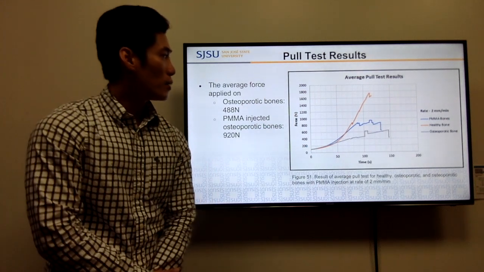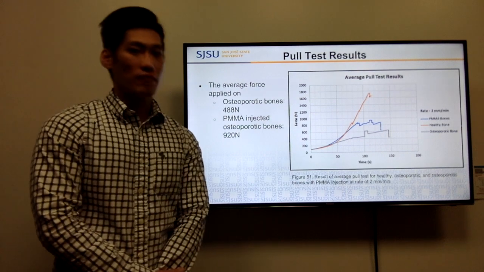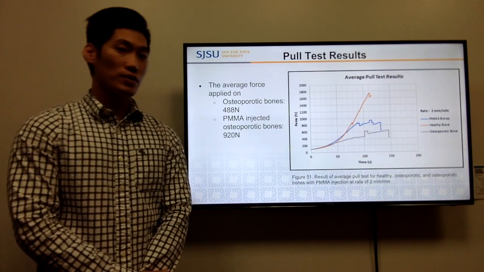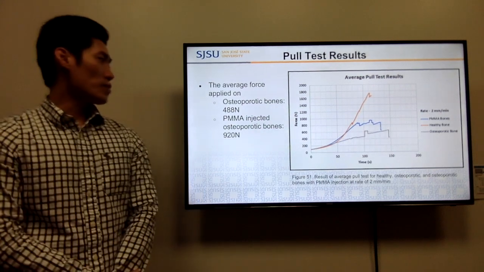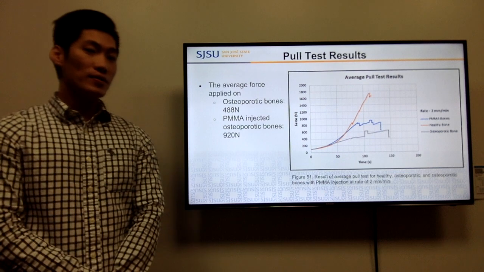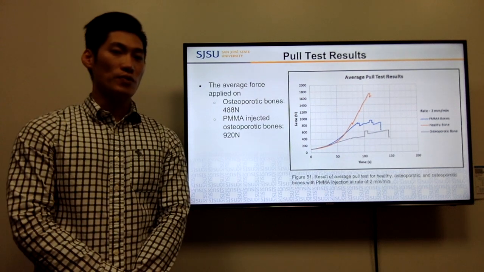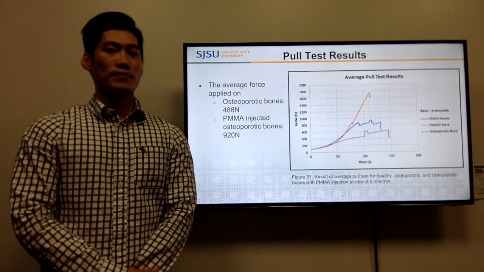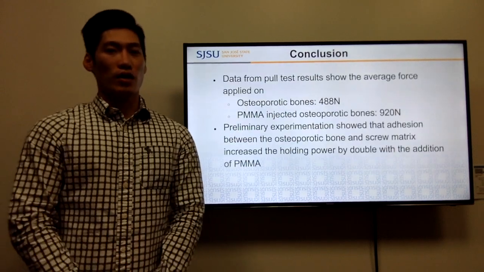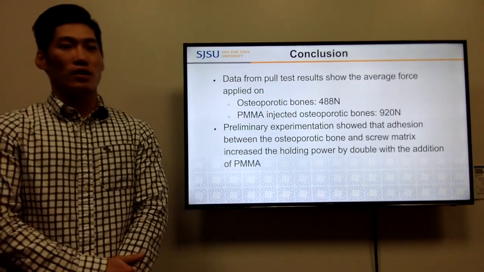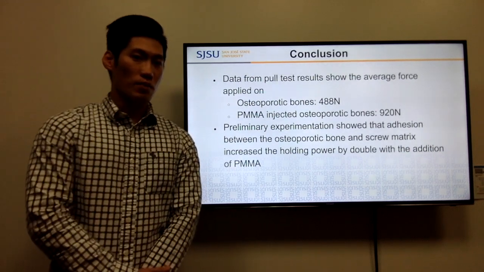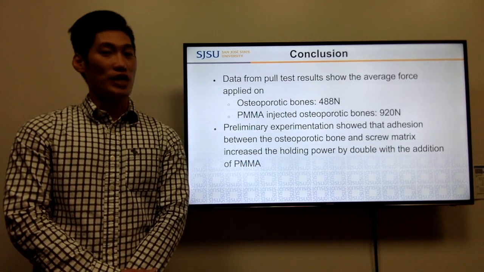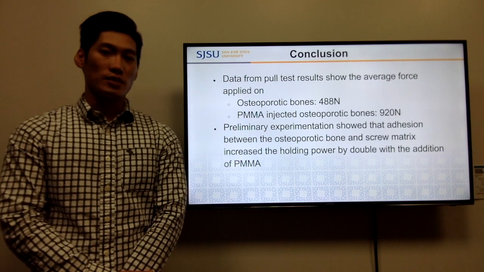The average holding power of the healthy bones is around 1500 Newton. Meanwhile, the osteoporotic bones is 488 Newton, and the PMMA injected osteoporotic bones is 920 Newton. So from the data we collected, the average holding power for osteoporotic bones is 488 Newton, and the PMMA injected osteoporotic bones is 920 Newton.